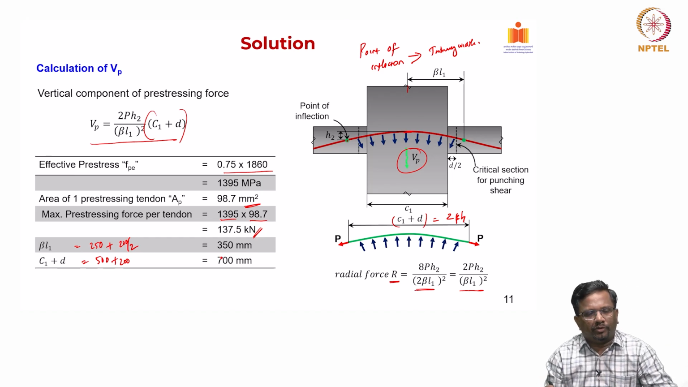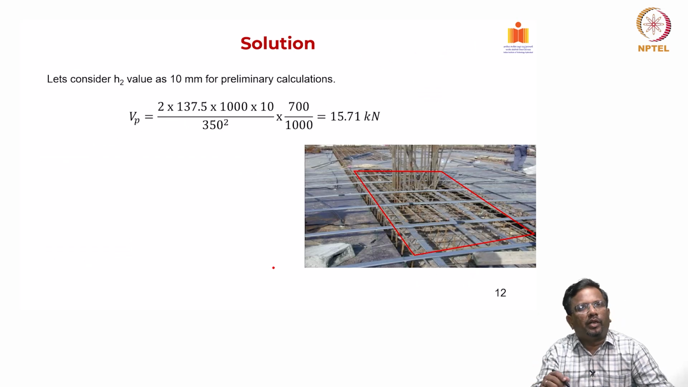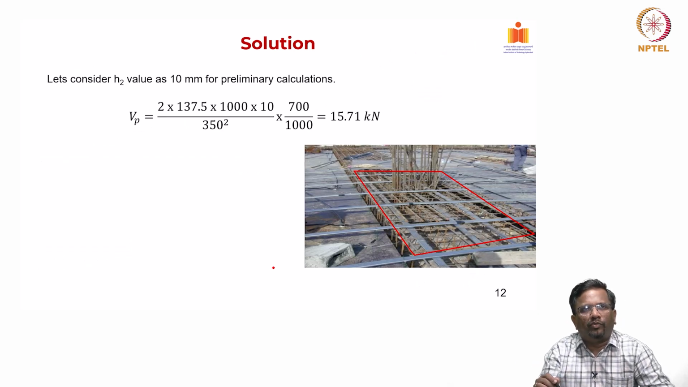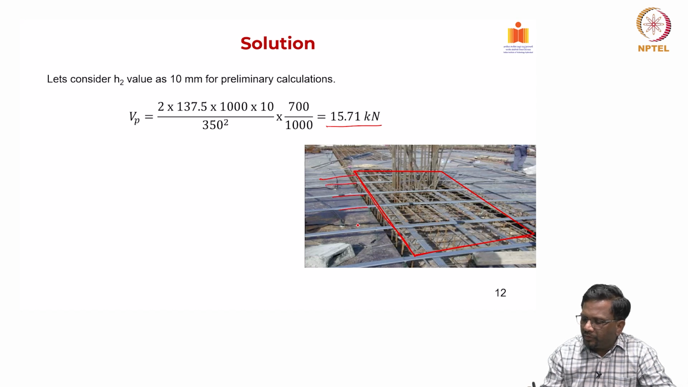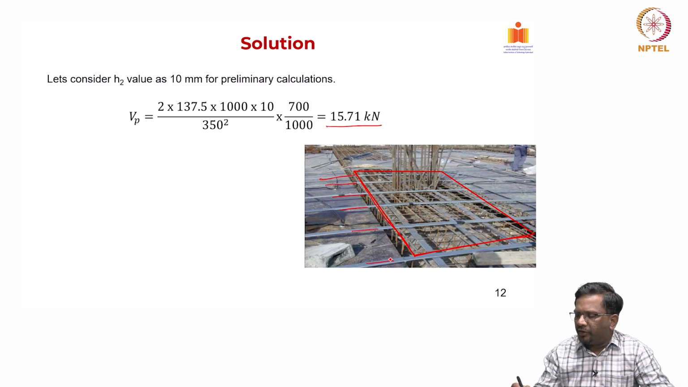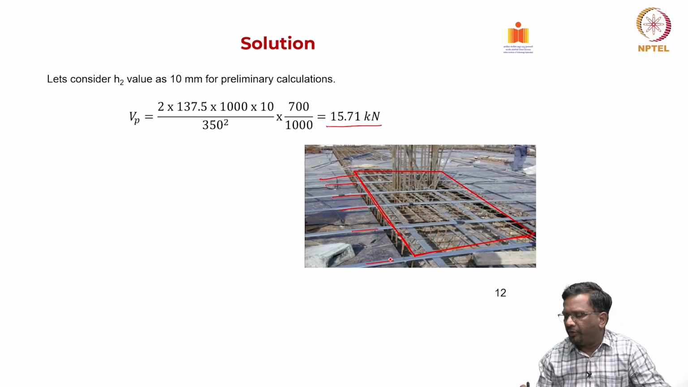So, these are the numbers, right. Now when you integrate it, you get the total force, it works out to be 15.71 kilonewton for one particular cable. Now, if you look at this tributary area, you see here it is crossing a number of cables: 1, 2, 3, 4, here it is 5. Similarly, on the other side you have some cables as well.